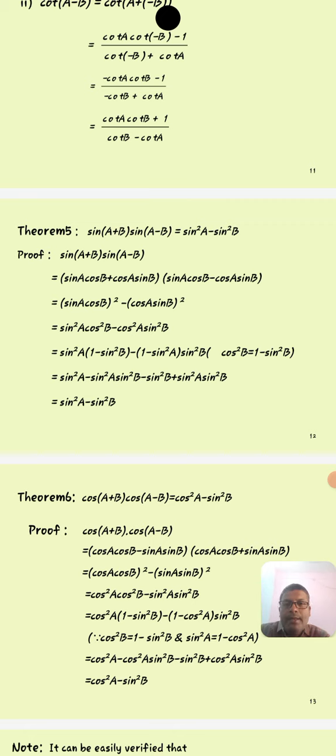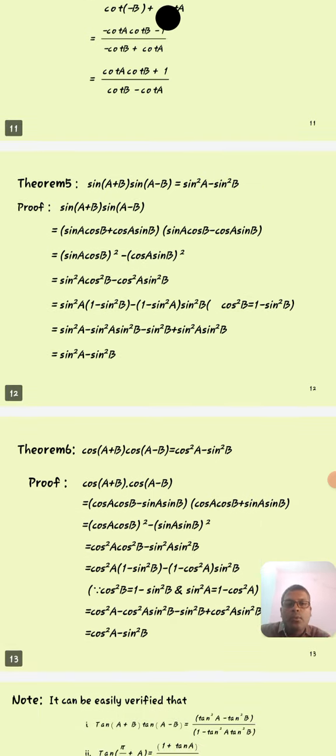The next step we write sin square a, in the place of cos square b we write 1 minus sin square b, minus, in the place of cos square a we write 1 minus sin square a, that into sin square b. We know that cos square b is equal to 1 minus sin square b. How to write this condition? Sin square b plus cos square b is equal to 1. That is sin square theta plus cos square theta is equal to 1. Using that condition, in the place of cos square b we write 1 minus sin square b.